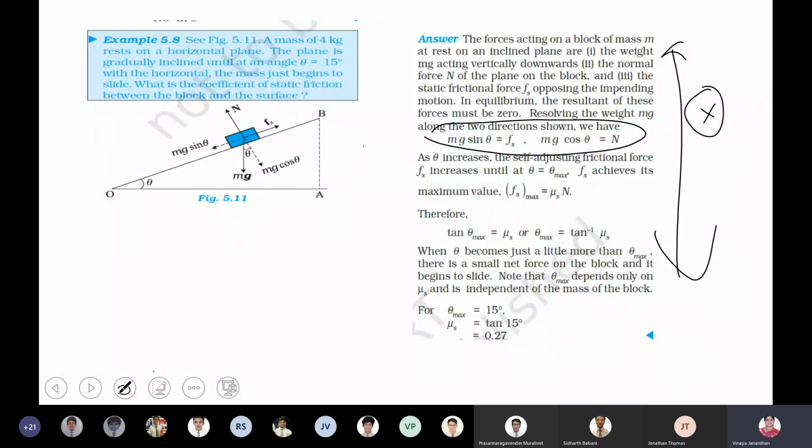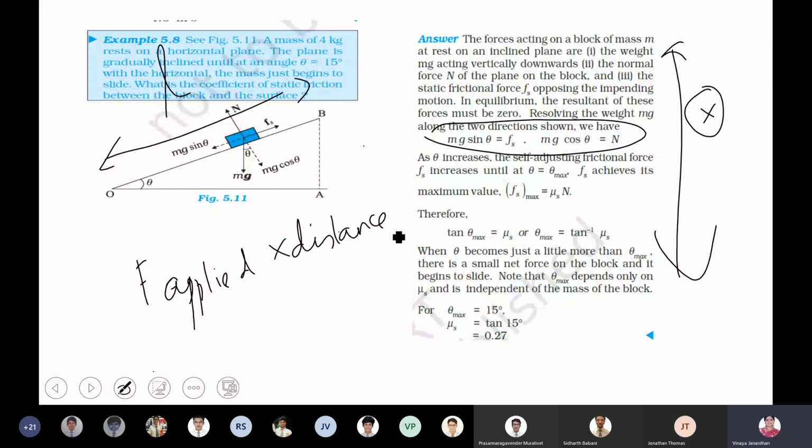Sometimes what happens, in some numericals, this chapter and the next chapter will be combined. Laws of motion and work energy will be combined. Now what they might ask you is, see, the body is sliding down. You are not doing any work. Suppose you want to make the body move up a distance L. The body cannot move up by itself. You have to apply a force and make the body move up. So what is the work done? Work done will be force applied into distance. So what is the force you are going to apply?